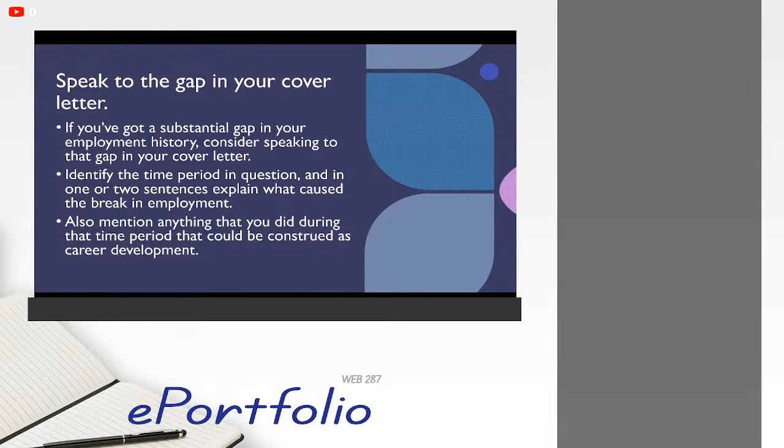And then the last bullet point here is mention what you did during that time period that you weren't working that could be construed as career development. So you could say, while I was unable to work, I took a class, right? So, actually take a class. Don't just say that you took a class. I took a class, or I made sure to read these publications and these books to stay up to date on what was going on in my field, or whatever, right?